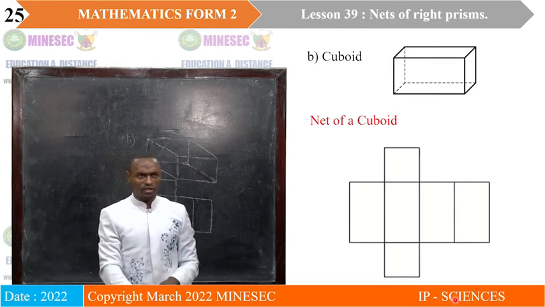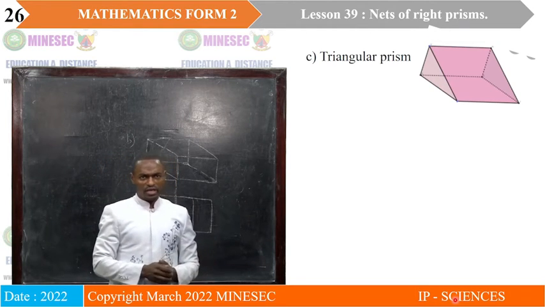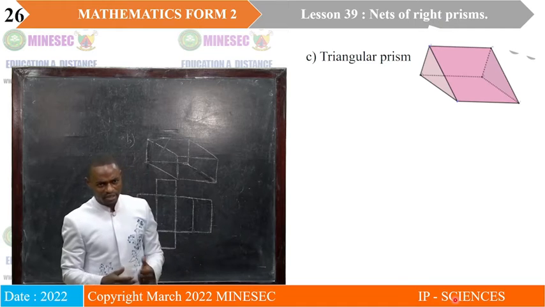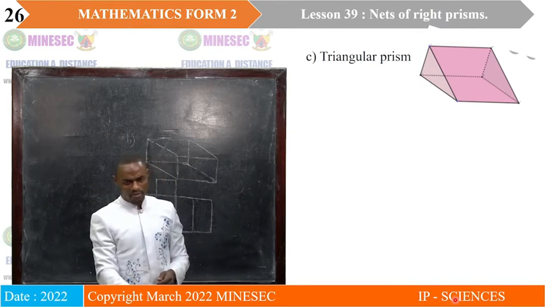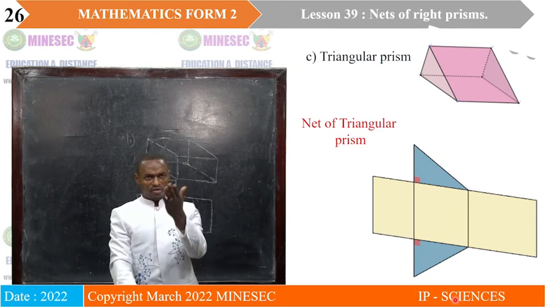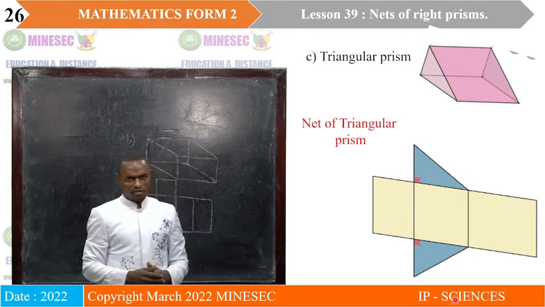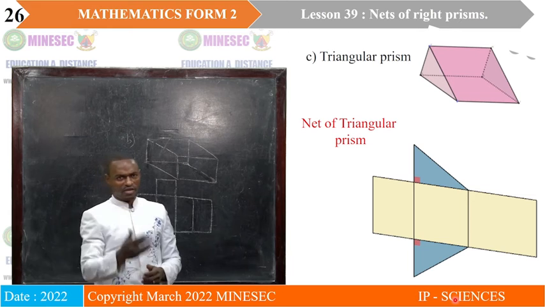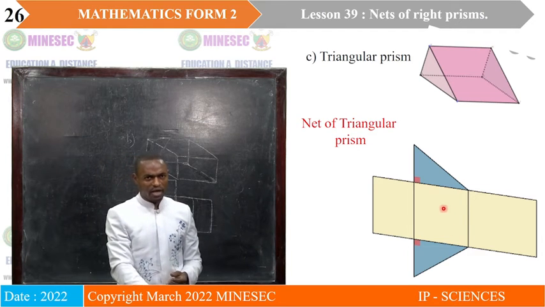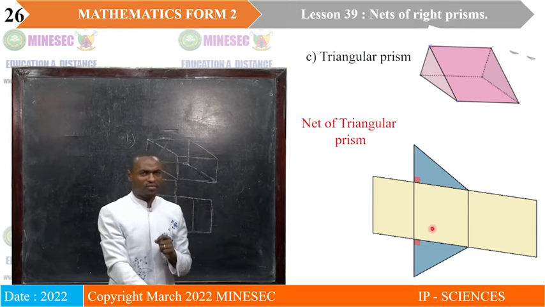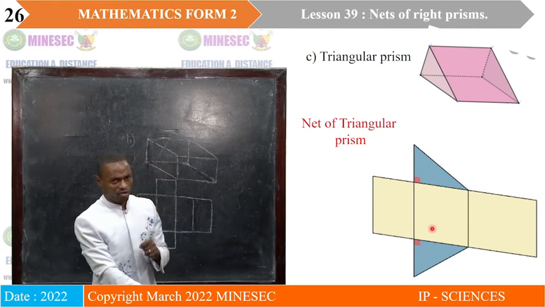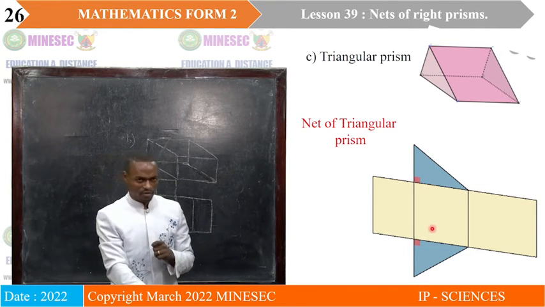Now we move to C. C is a triangular prism. Now, how do we obtain the net of that triangular prism? As you see displayed, that is the net of the triangular prism. But this one, in this case, please, is not just any type of triangular prism. It is a right triangular prism, which is a right prism.